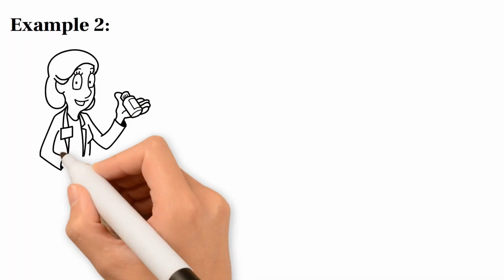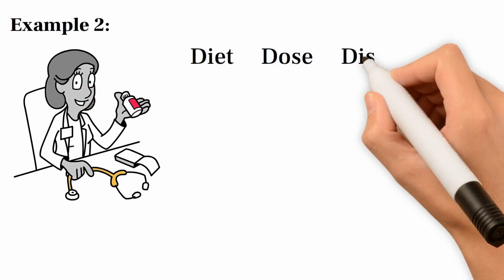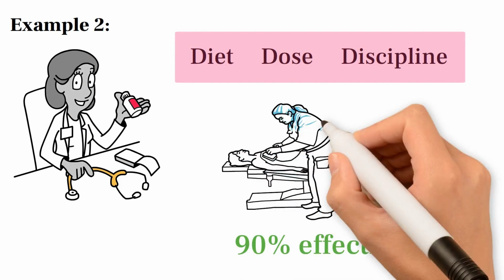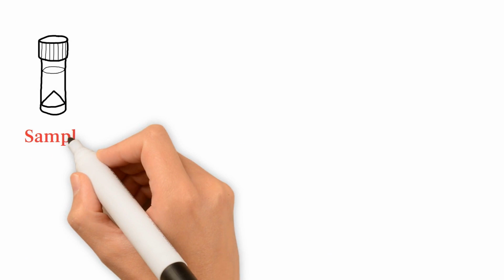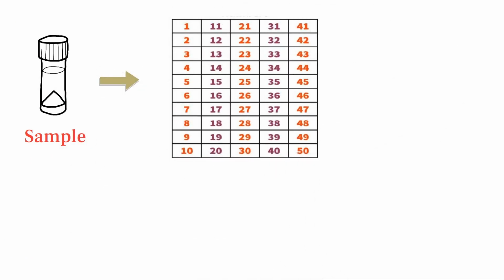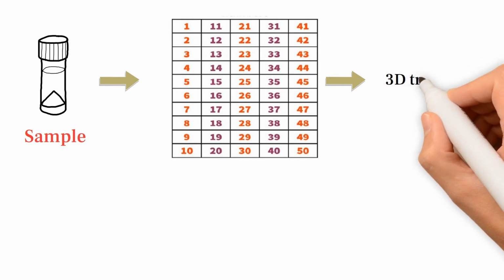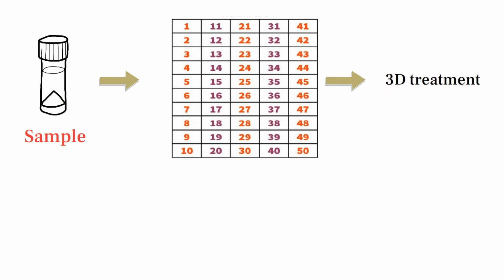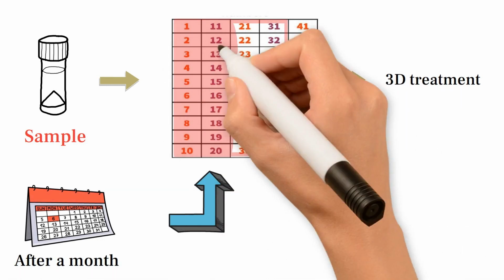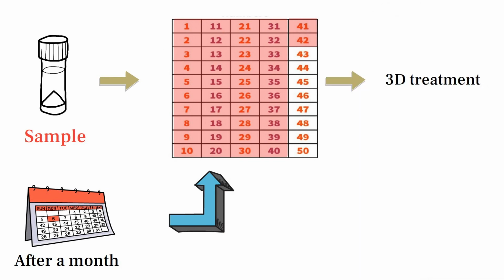Second example, a doctor believes that diet, dose, and discipline is 90% effective for diabetic patients. To test this belief, the doctor takes a sample of 50 diabetic patients and prescribes them the 3D treatment, which is diet, dose, and discipline treatment. After a month, the doctor finds that 42 out of 50 patients showed improvement.